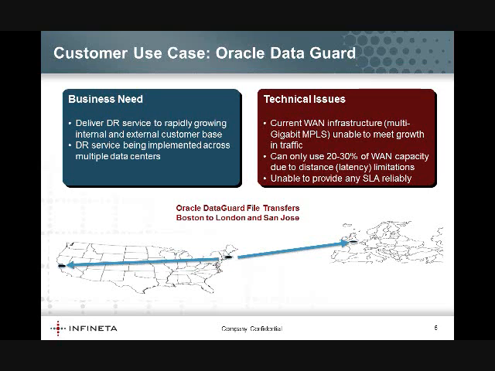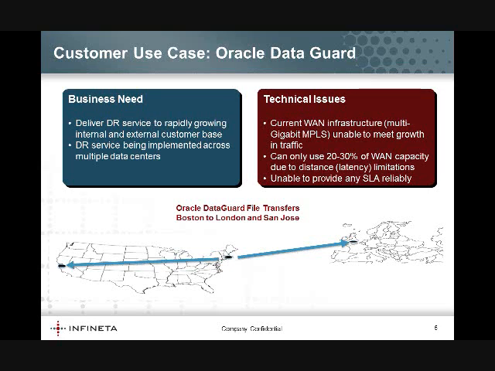Let's consider a multinational deployment where Oracle Data Guard is being used to protect records for internal and external customers. This company provisioned MPLS links between all its data centers, and they had a minimum of two 1 gig MPLS links for all data centers meshed together. The intent was to provide database replication across sites.